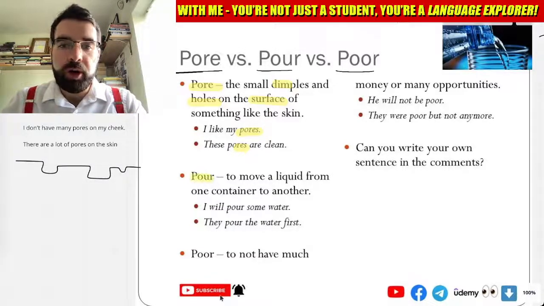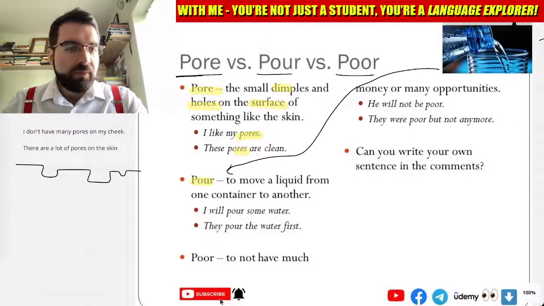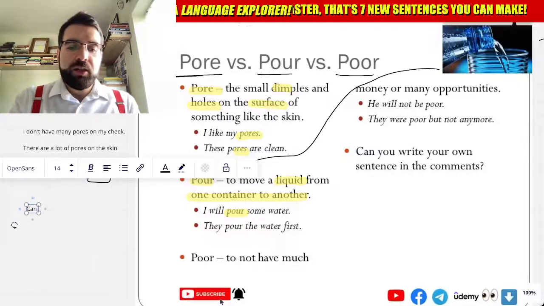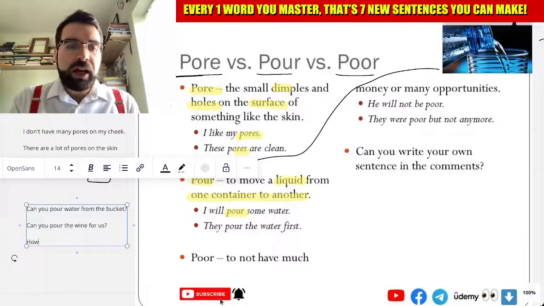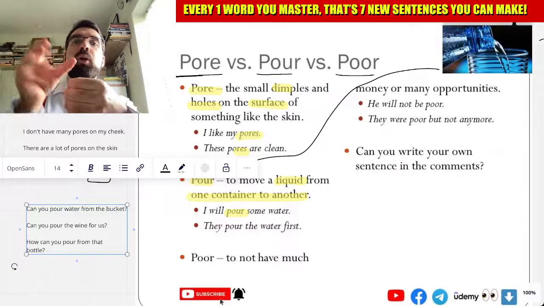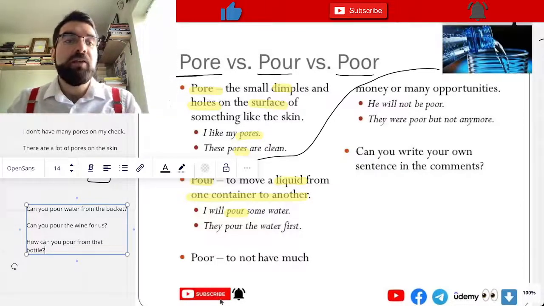But then pour, like this. Pour, to move liquid from one container to another. Pour some water. Can you pour water from the bucket? Can you pour the wine for us? How can you pour from that bottle? How can you pour? Pour, yeah.